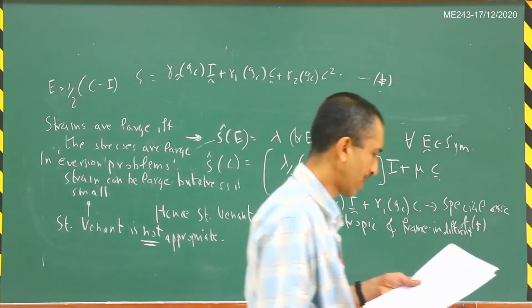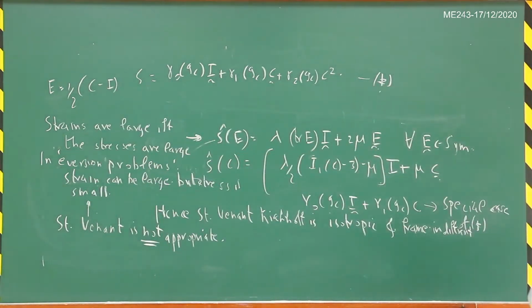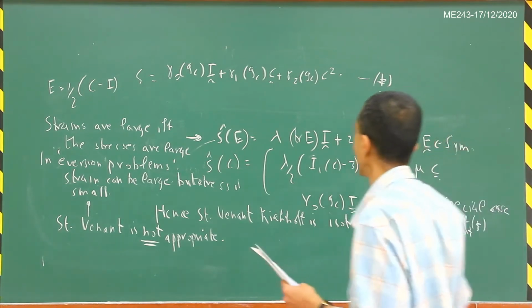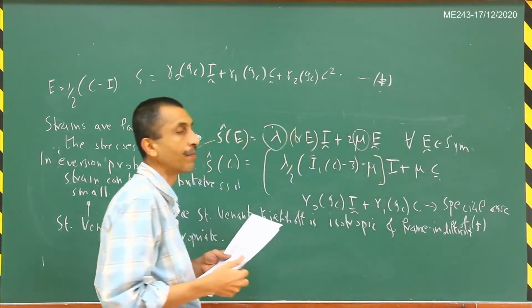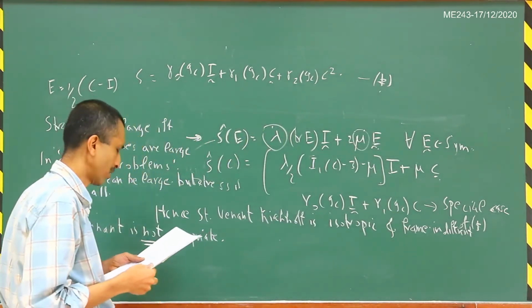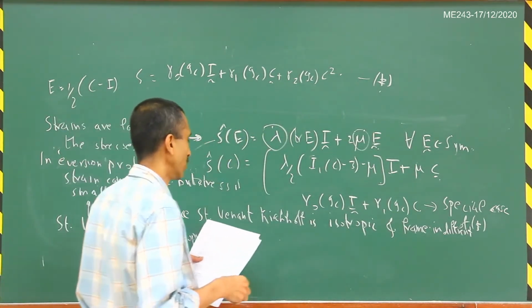Okay, so now let us look at what are the bounds on this lambda and mu. So this lambda is this constant and this mu. These are known as Lame constants here. So let us look at some bounds on these Lame constants now.